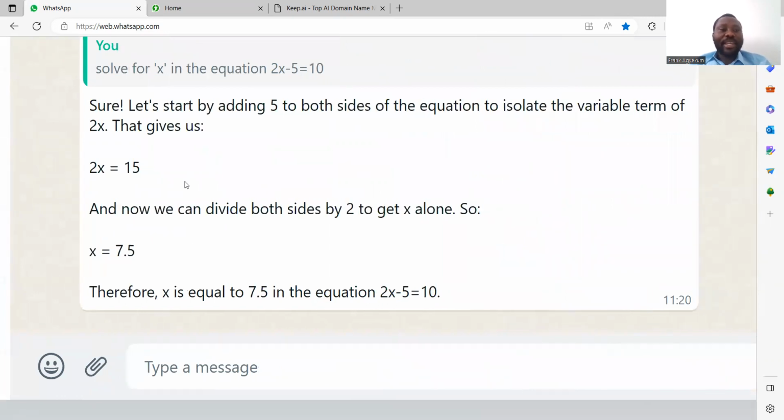I told Shmooz-ai, solve for x in the equation 2x minus 5 is equal to 10. Sure, let's start by adding 5 to both sides. So it gives you the solution. The answer for x is 7.5.